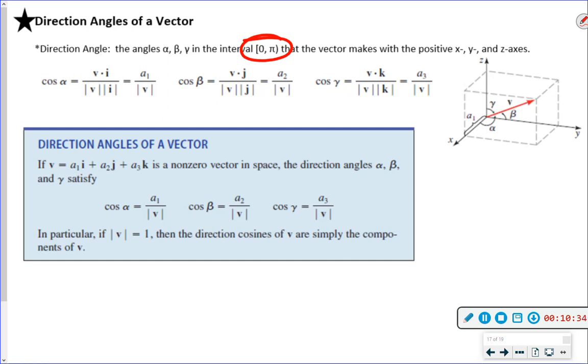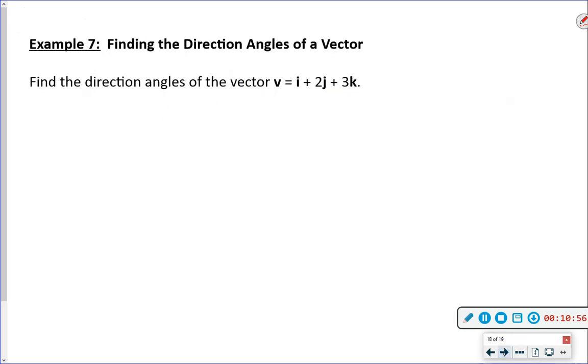Now, to find your direction angles, it's pretty easy. So you're going to do the magnitude of the vector. Remember, this does not mean absolute value, it means magnitude. Magnitude of the vector, we know how to do it. Your first entry, second entry on top, third entry for the last one, and of course to get an angle, we're going to do cosine inverse, just for the record. So, find the directional angles.